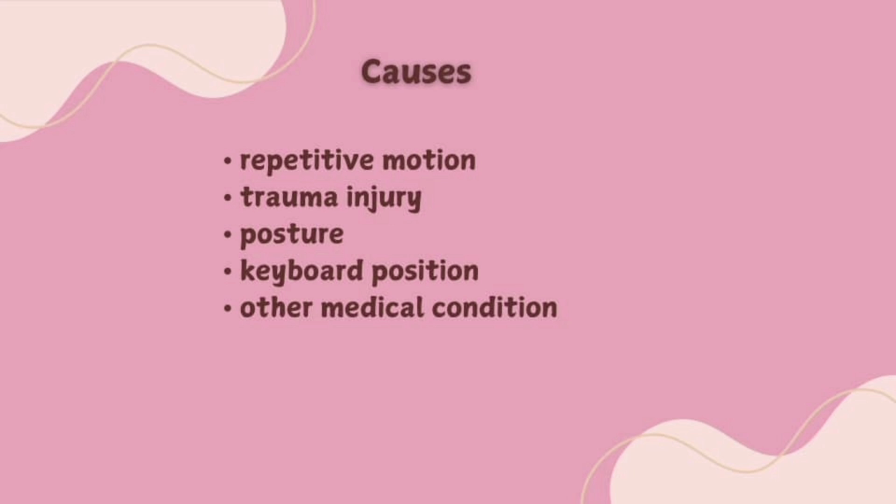So what are the causes of carpal tunnel syndrome? The first one is repetitive motion, like doing things that repeatedly bend the wrist or grip hard. Next is trauma or injury to the wrist, and posture.